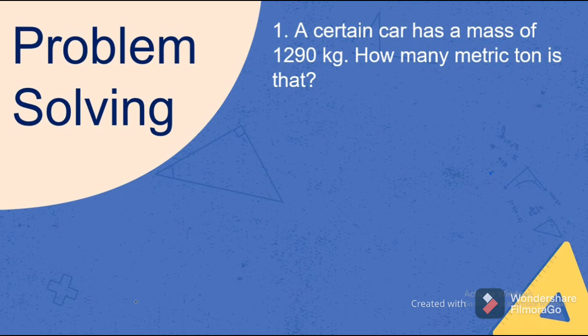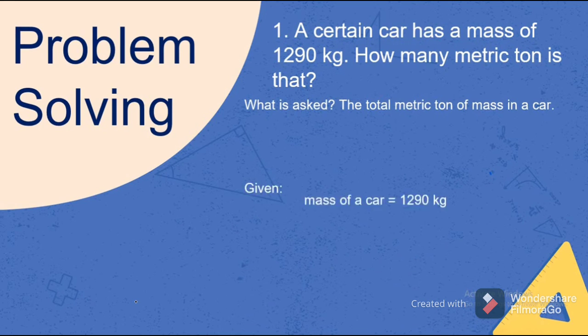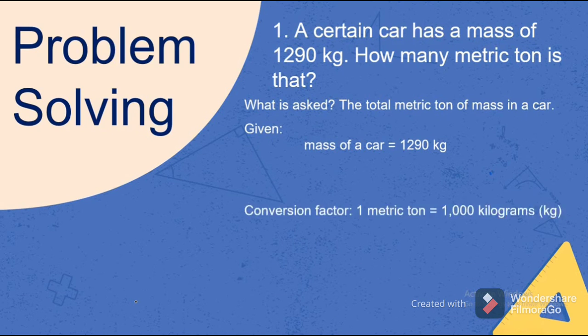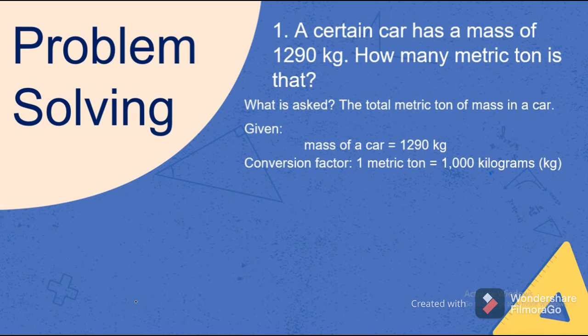Let's try problem solving. A certain car has a mass of 1,290 kilograms. How many metric tons is that? First is what is asked: the total metric tons of mass in a car. Second is to write the given. Mass of a car is equal to 1,290 kilograms. Next is to identify the conversion factor. So we have 1 metric ton is equal to 1,000 kilograms.